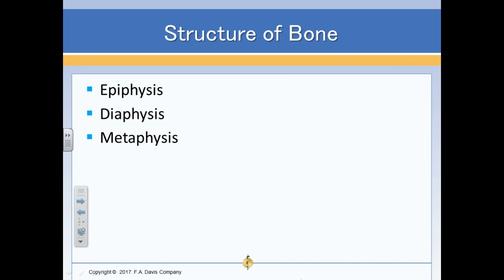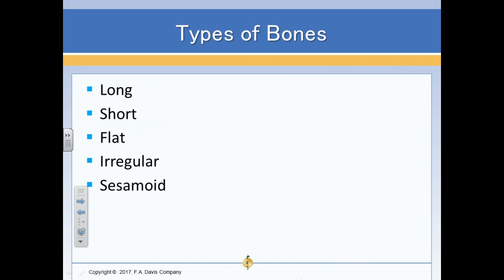Long bones are named because their length is greater than their width. The long bones in the upper extremity are the clavicle, the humerus, your radius and your ulna, your metacarpals and your phalanges. Your metacarpals are here, and your phalanges are here.